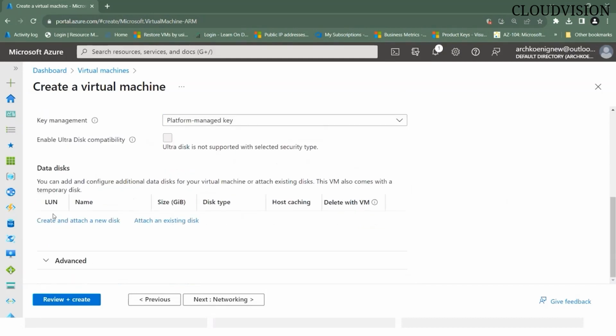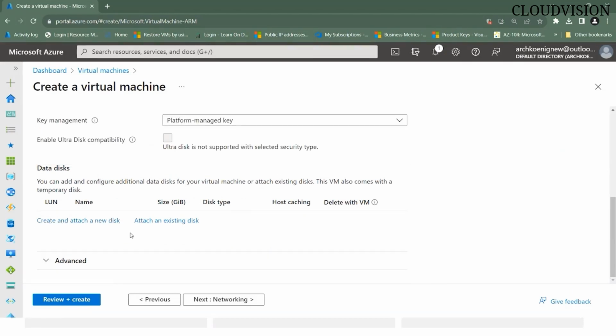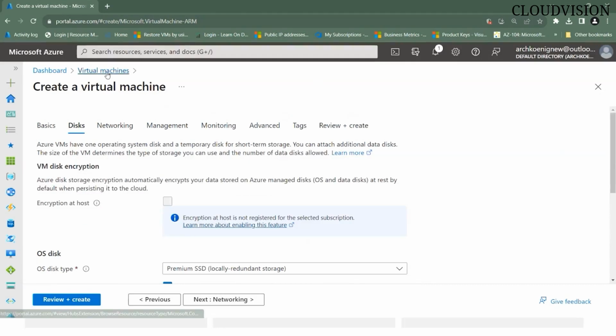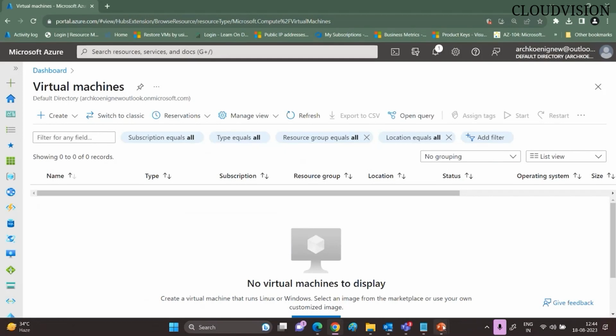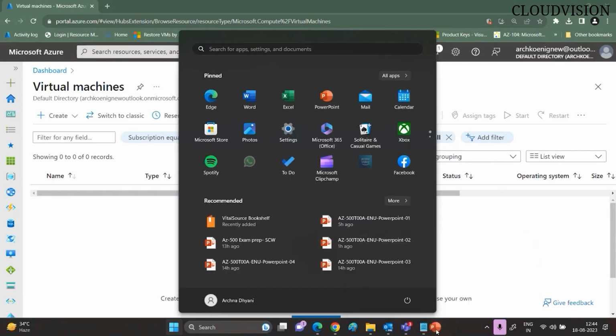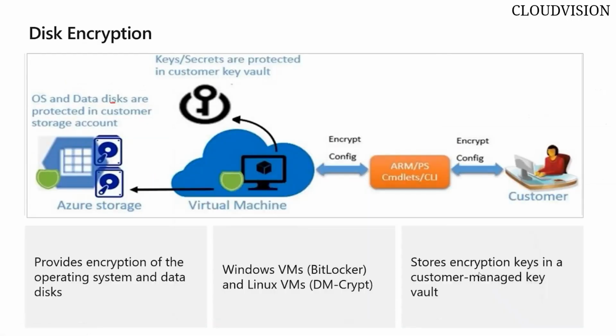For example, I want to have my own data disk. When you set up your own data disk, at that point of time, they also ask you for encryption. What kind of encryption do you want? PMK, CMK, or both? So this is the compute level protection that we use for these disks. This is called disk encryption.